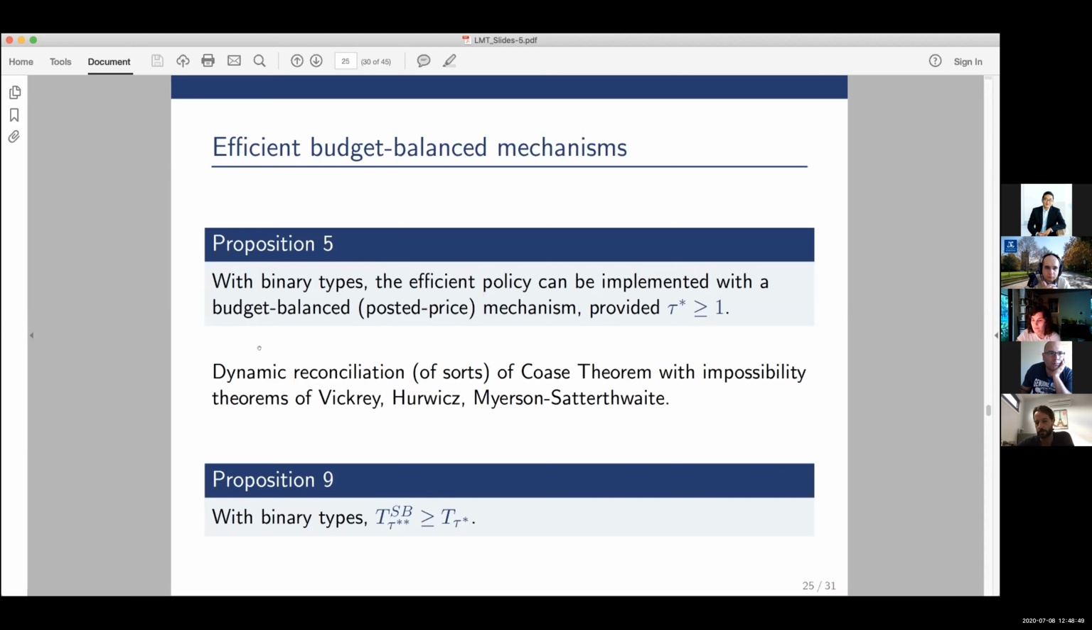One way to think of this is that it's a dynamic reconciliation of sorts of the Coase theorem, that says agents should be able to trade efficiently absent transaction costs, with the impossibility theorems of Vickrey, Hurwicz, Myerson, Satterthwaite, etc., that show that private information in static settings can be an insurmountable transaction cost. And so here, once you account for dynamics, you can get efficiency without the deficit.